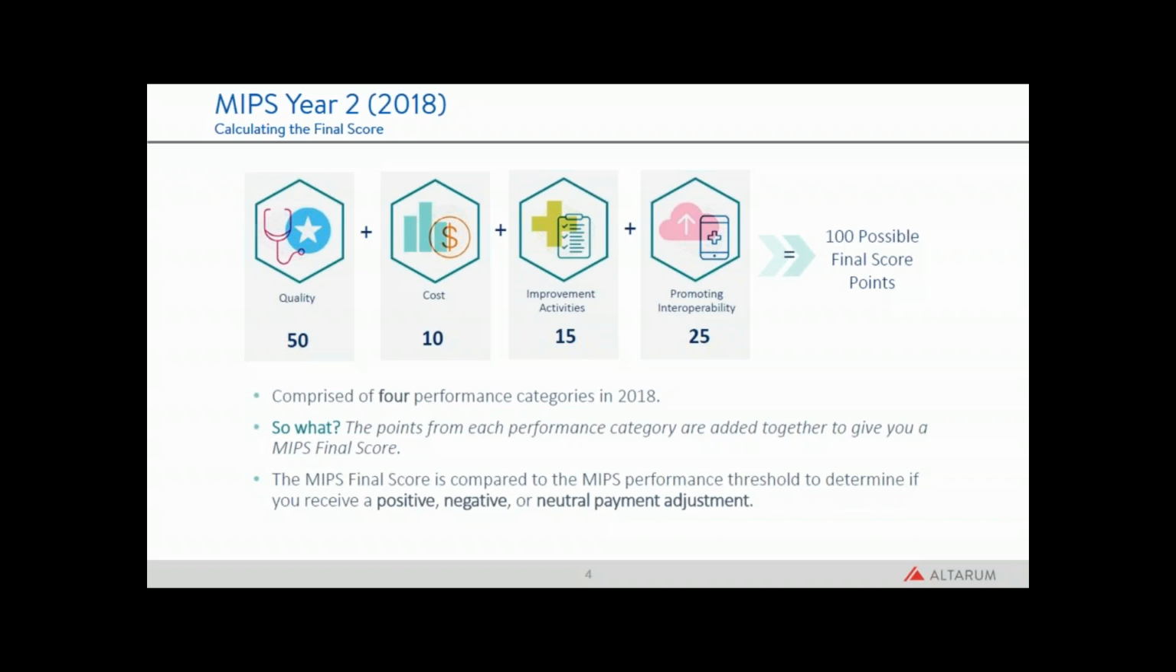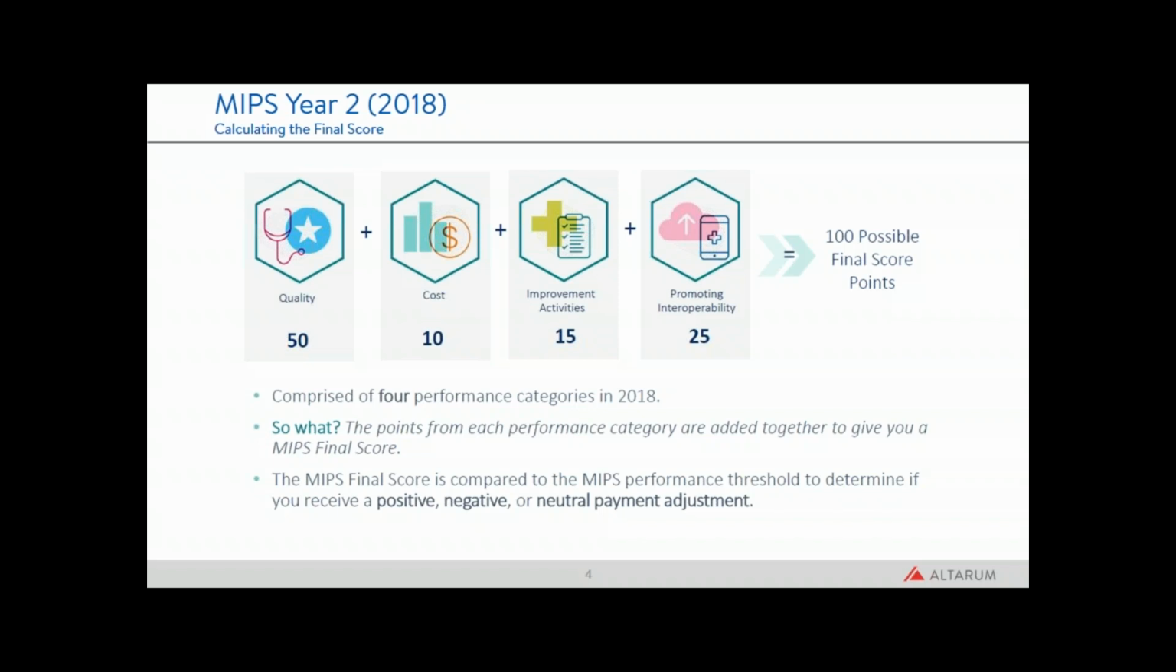Improvement activities is 15%, which is what we saw last year, and promoting interoperability is 25%. Over time, we're going to see the cost category increase in weight and the quality category decrease until they are both at 30%. I think it's going to take us a few more years to get there. But really then you are consolidating, taking the data that you're contributing under each one of these categories, combining it all through this sort of weighted average, and it all contributes then to that final MIPS score.